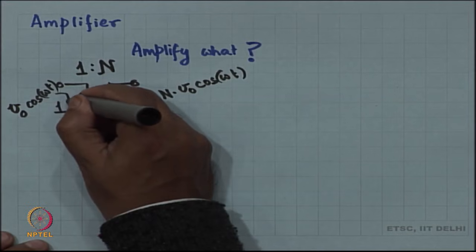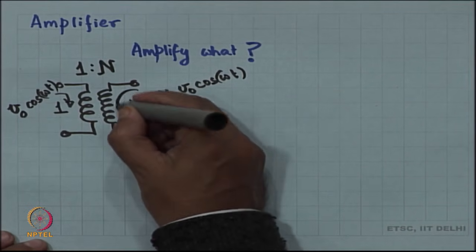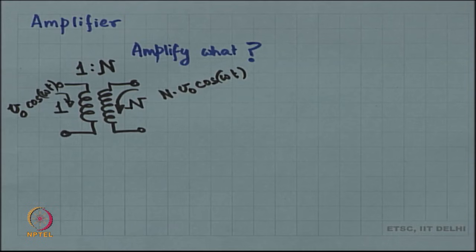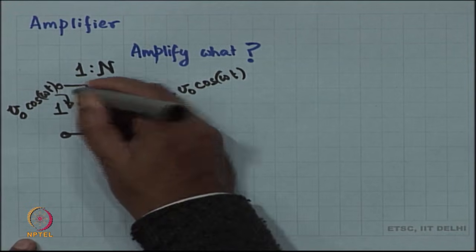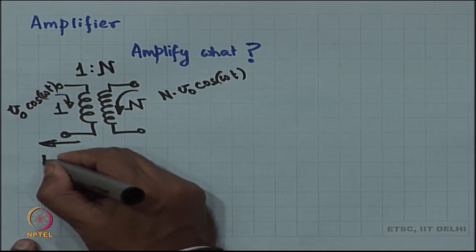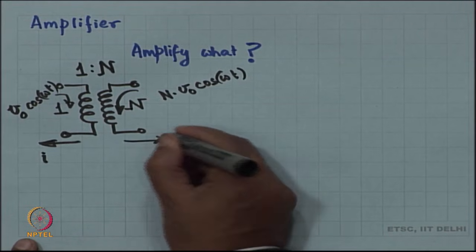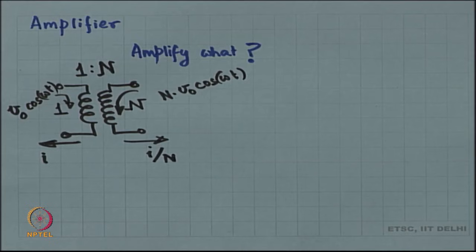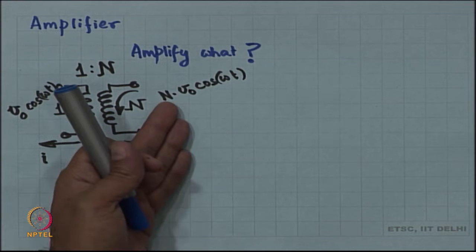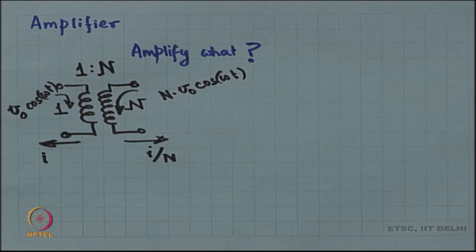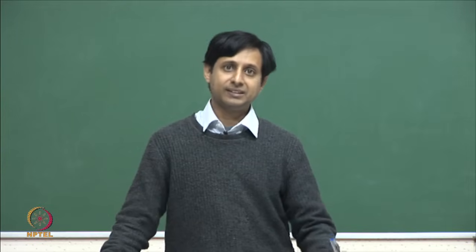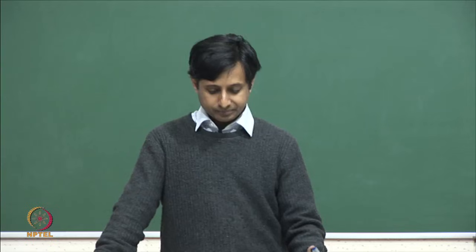At the same time, if I had some current I over here, the current on the secondary side would be I by n, right. So, if my current on the primary side was I, on the secondary side my current is I divided by n, which means that effectively if I increase the voltage n times, the current is decreasing n times. That is happening because power is being conserved, right, energy is being conserved, there is no loss in this ideal transformer. Okay. Great.